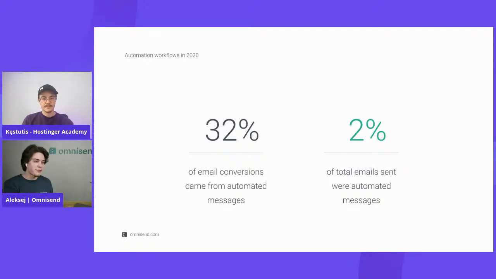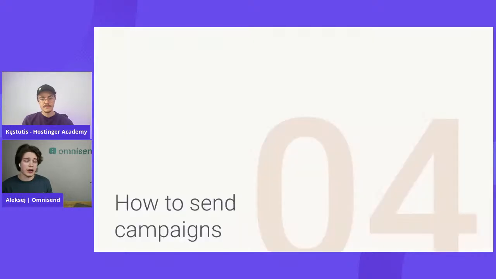Now, let's finally talk about the other 68%, right? This is just 32. Let's talk about email campaigns. Let's talk about how to send those campaigns out.